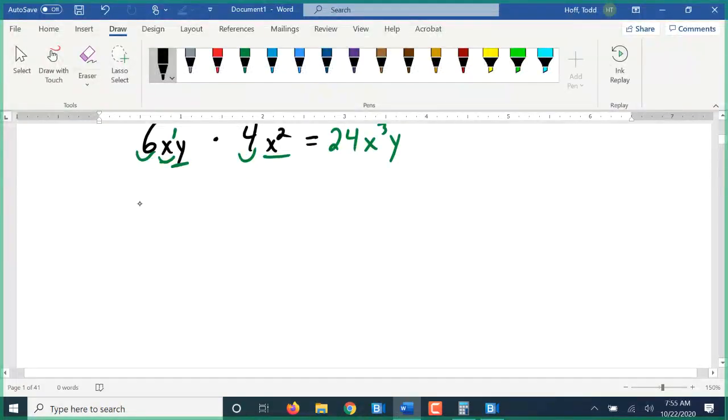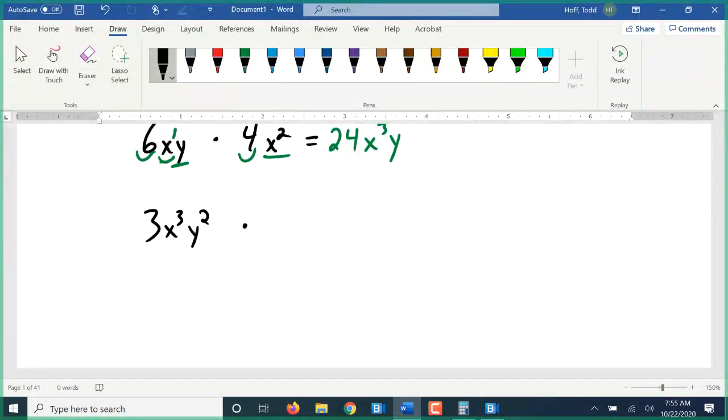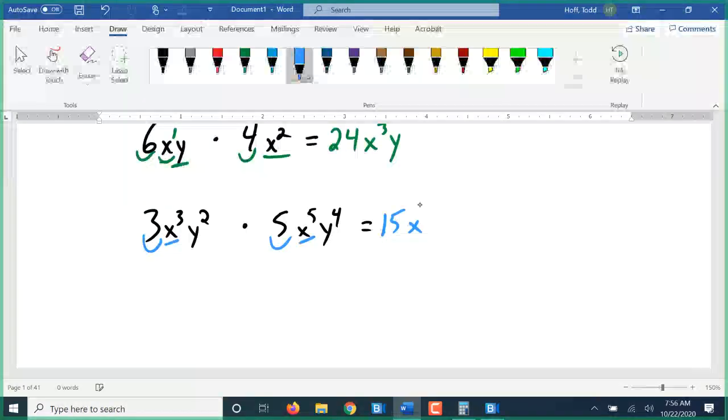I might have 3x to the third y squared times 5x to the fifth y to the fourth. I'm still just going to combine counts. 3 times 5 is 15. And then combine each name. X to the third times x to the fifth. 3 plus 5 is 8. That's x to the eighth. Y squared times y to the fourth. 2 plus 4 is 6. That's y to the sixth. So I can combine each name separately. And again, I'm using those rules of powers that we talked about yesterday.